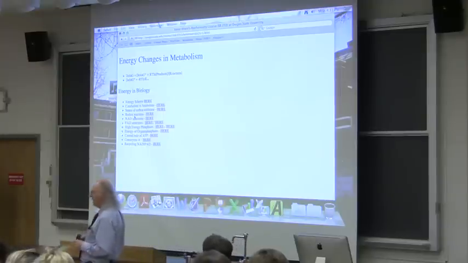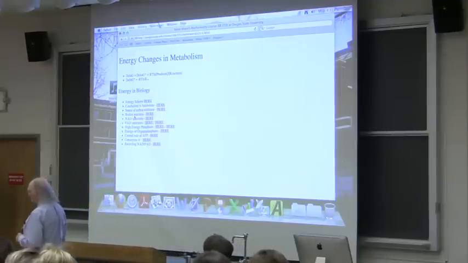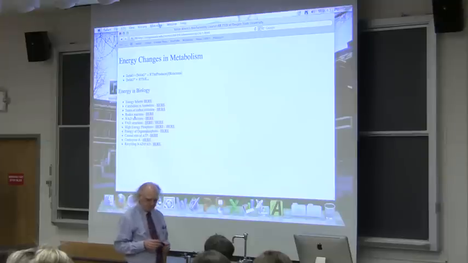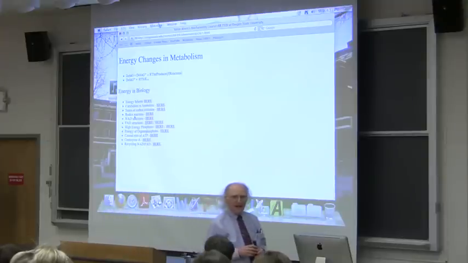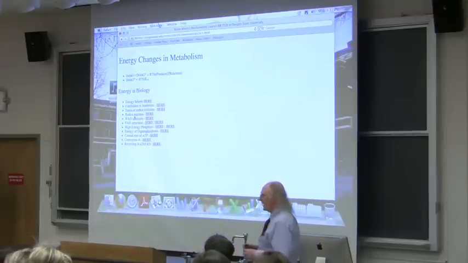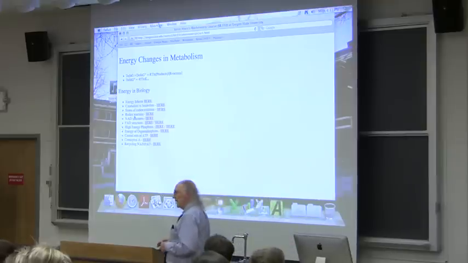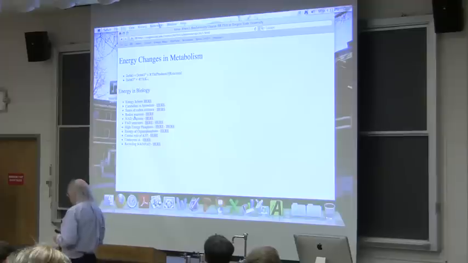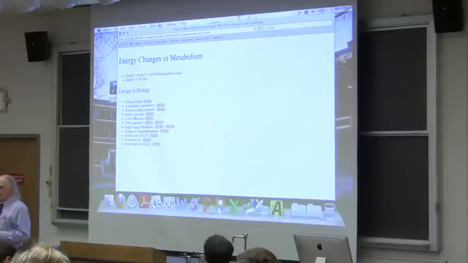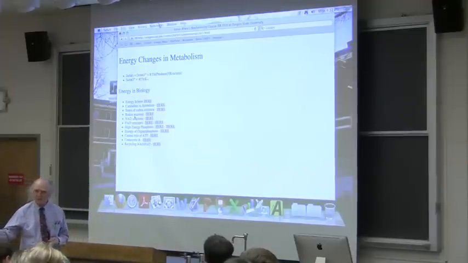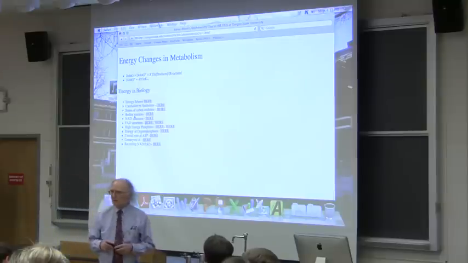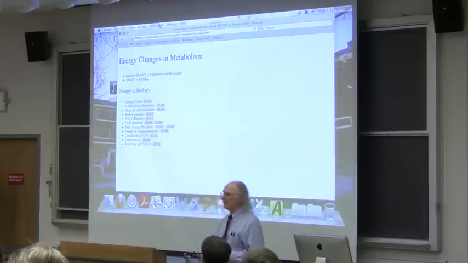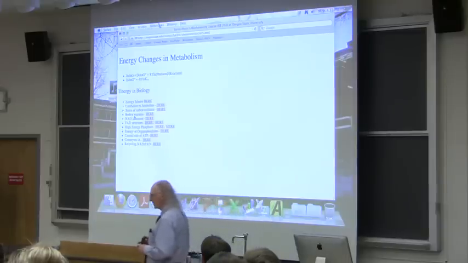Let's say that I have a reaction that has a delta G0 prime of plus 4 kilojoules per mole. Okay? At equilibrium, what can you say about the ratio of products to reactants? Are there more products or are there more reactants? Products? Anybody say reactants? Somebody should have said reactants because there's more reactants.